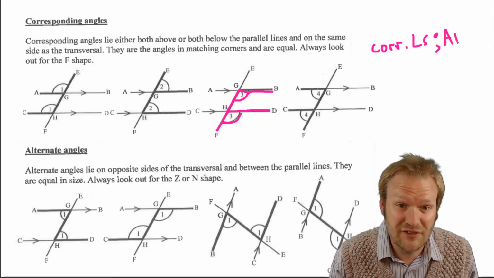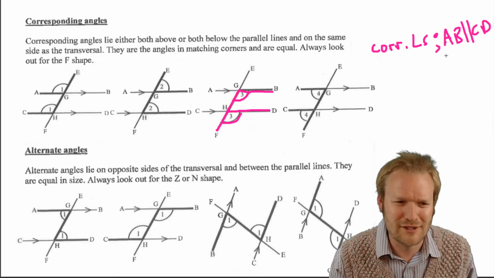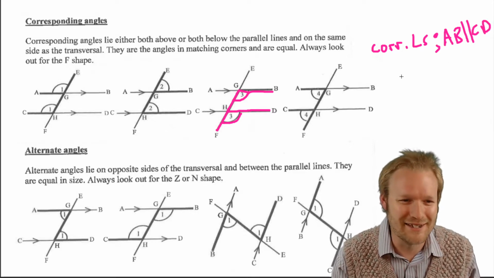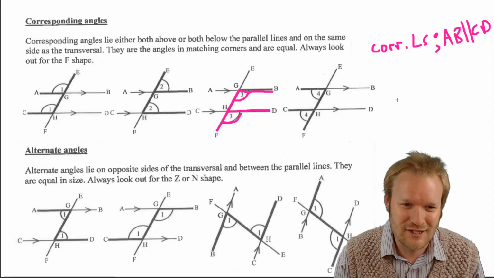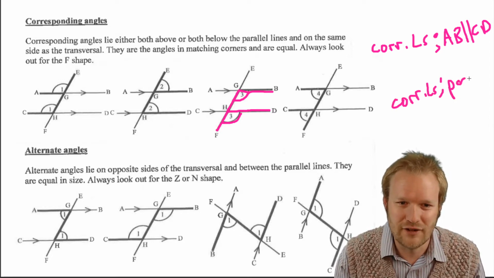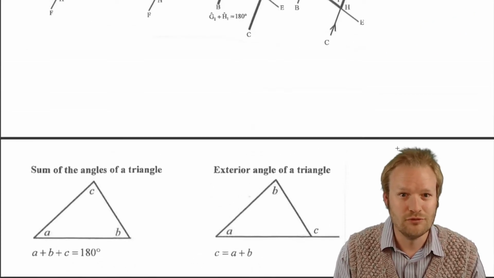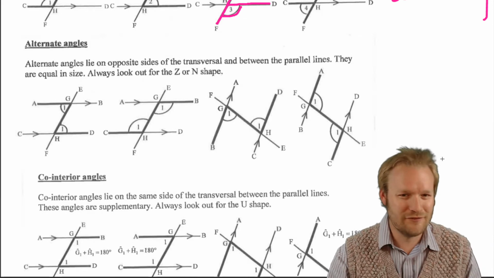I think it's more proper to go AB is parallel to CD. Or you can just say as your reason, corresponding angles, and you can write on parallel lines. Ooh, that was exciting.